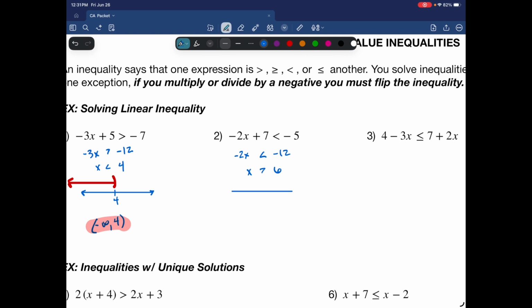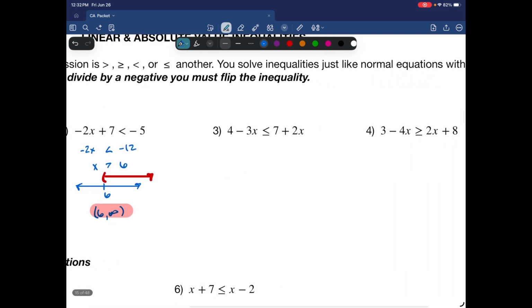All right, so I'll draw a simple number line, 6, and because it's just greater than, I'm going to do a parentheses and shade to the right. And then I have my 6 as my lowest value, and I increase without bound to infinity, and parentheses on both.